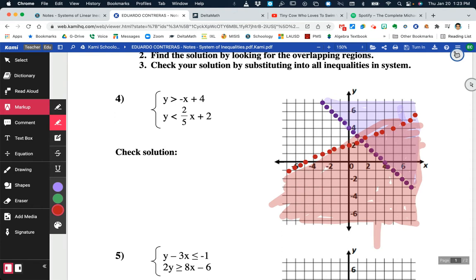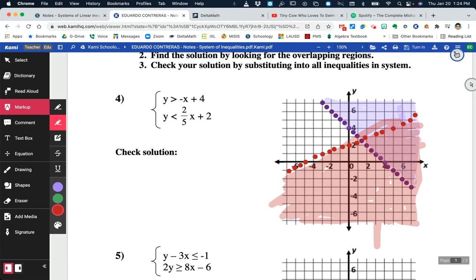Okay. So here we are. I did a quickie job. Maybe you guys are doing better. But we're looking for the solution. Basically, where both inequalities are true. The part that's shaded with both. That's why when we talk about overlap, we're basically talking about this region right here.